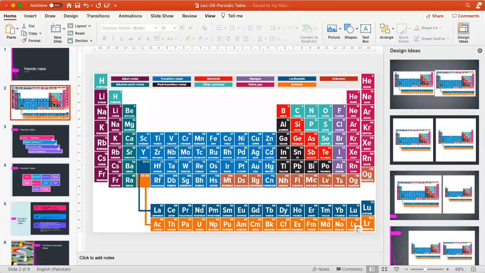The structure. This is the periodic table. If you look at the periodic table, I have selected this figure, which is composed of different colors, and each color represents a specific group or kind of elements.